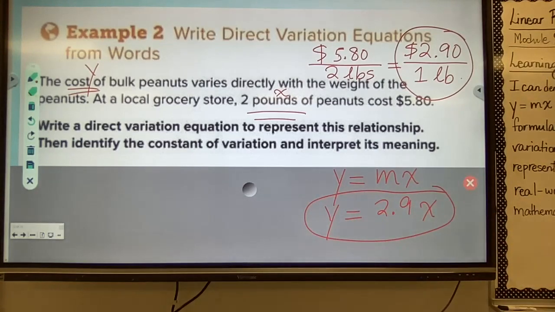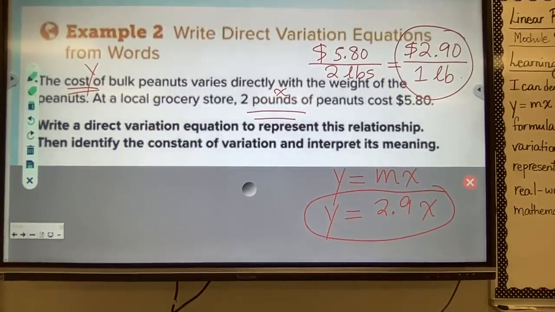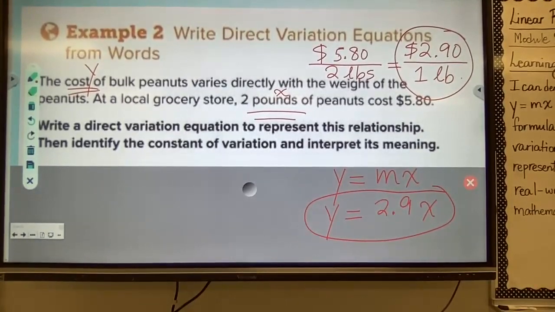All right. And then to find the constant of variation and interpret its meaning: the constant of variation is what? It's the unit rate. So the constant of variation is 2 and 9/10. This means that the cost per pound of peanuts is $2.90.